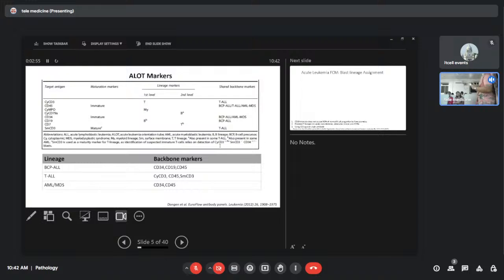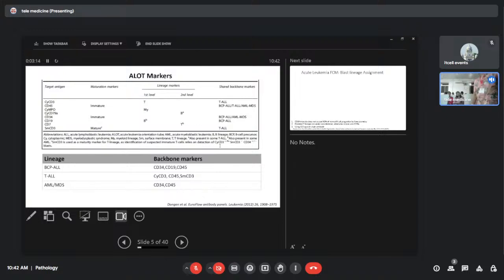Now we know that there are other immaturity markers as well, like TdT and CD117, but they have preferred CD34 over TdT because it is a surface marker. The antigens are there on the surface of the blast. You need not use TdT because it is a nuclear marker.